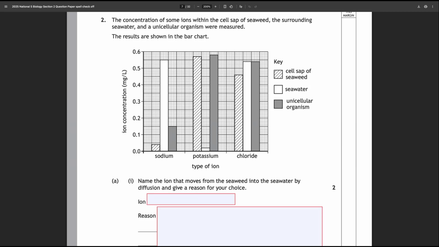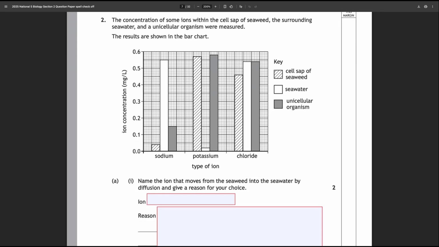So part 1 says name the ion that moves from the seaweed into the seawater by diffusion and give a reason for your choice. Straight away, we're thinking diffusion, we're moving from a higher concentration to a lower concentration. So let's establish what direction that is based on the question. So it moves from the seaweed into the seawater. So the seaweed is the diagonally striped bar and the seawater is the white bar.